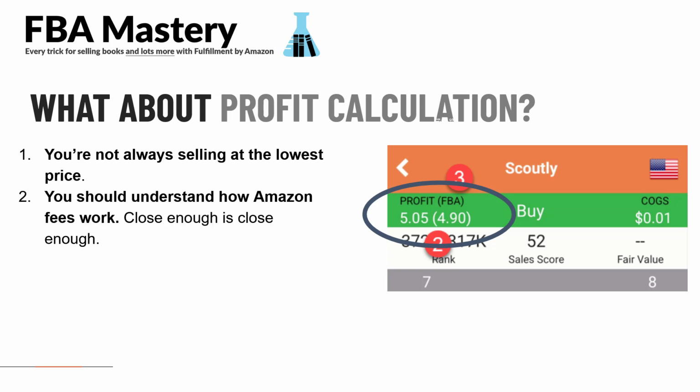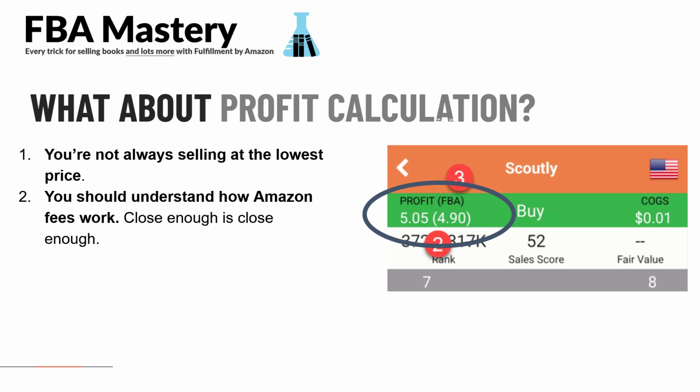Number 2, you should understand how Amazon fees work. It's pretty much the bare minimum that you should be expected to do as an Amazon seller, is have a rough understanding of how the fees work. In other words, roughly, if you've got a book in your hand and the lowest price is $12, you should understand roughly what that translates to in terms of your payout. So you shouldn't need an app to tell you this.